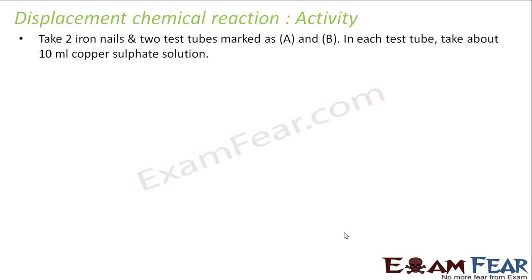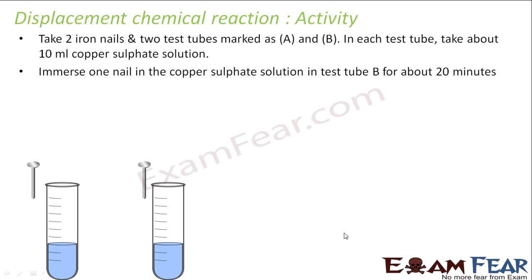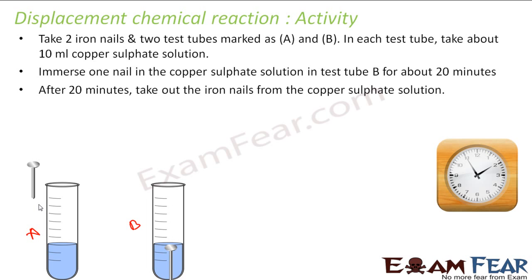We'll take 2 iron nails and 2 test tubes marked A and B, and in each test tube take 10 ml of copper sulfate solution. Immerse 1 nail in the copper sulfate solution in test tube B for 20 minutes. In test tube A we won't immerse anything. After 20 minutes, we take out the nail from test tube B.